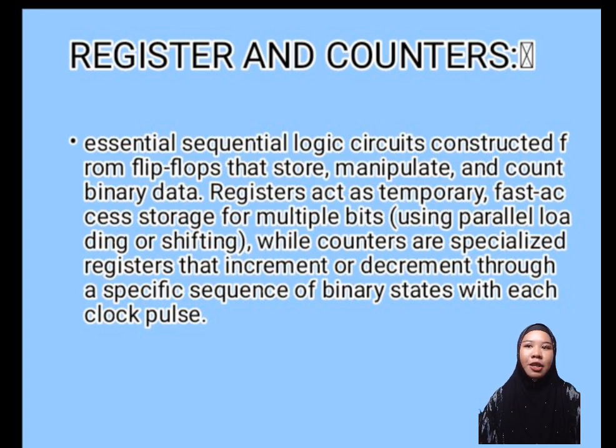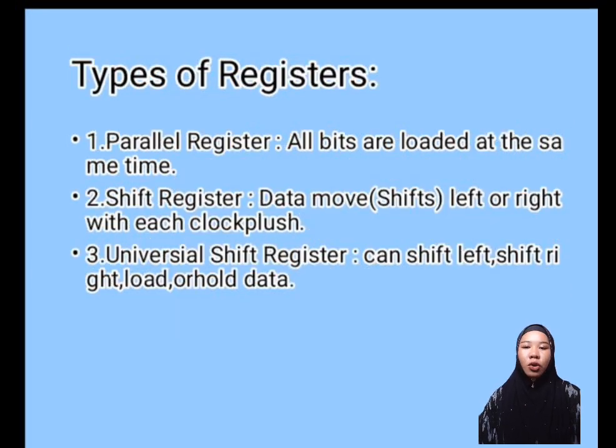Ang counters ay isang special na uri ng register na nagbabago ng pagkakasunod-sunod kapag nakakatanggap ng clock pulse. Next, ang parallel register ay isang circuit na gagamitin para mag-imbak ng data. Tinatawag itong parallel dahil sabay-sabay pumapasok ang lahat ng mga bits kapag may clock pulse na.